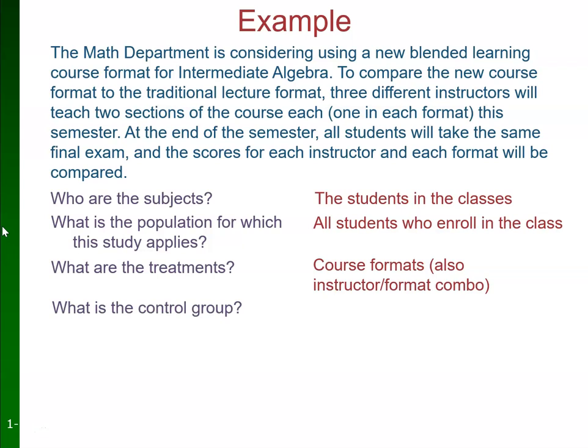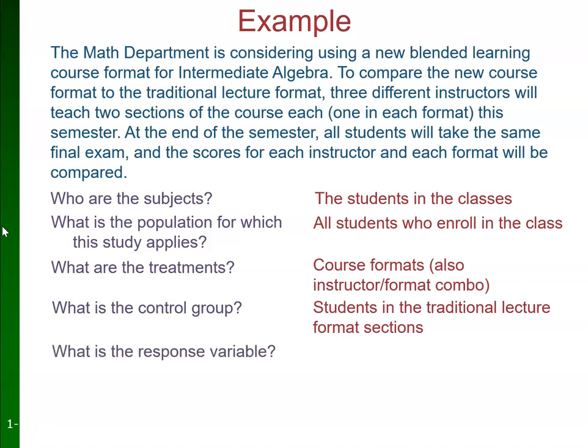What is the control group? This would be the students in the traditional lecture format sections. That's the baseline. What's happening is that the effect of the blended learning format is going to be compared to this one. What is the response variable? The effect that's being studied is the scores on the final exam.